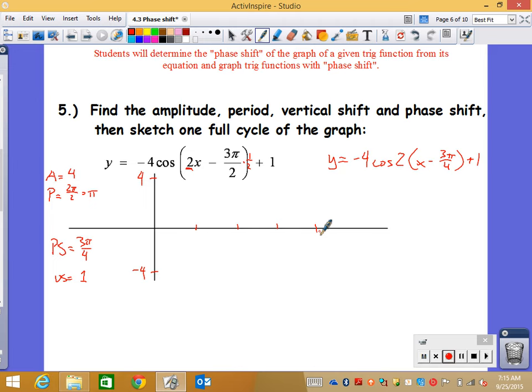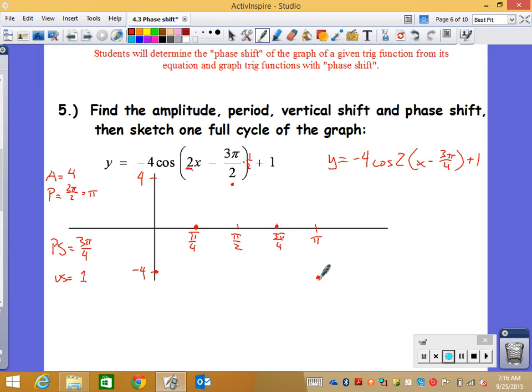Remember, it's my period, so pi divided by 4, so pi over 4 away from each other. Pi over 4, pi over 2, 3 pi over 4, and then pi. Now what this vertical shift is going to do is it's going to raise it up 1. Well, we'll do that in just a second. What the negative sign is going to do is flip my normal cosine function. So instead of starting up here, I'm going to start down here and then go up. So your normal cosine looking function just flipped.